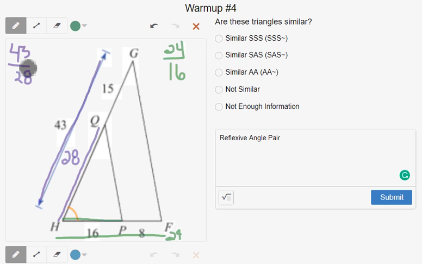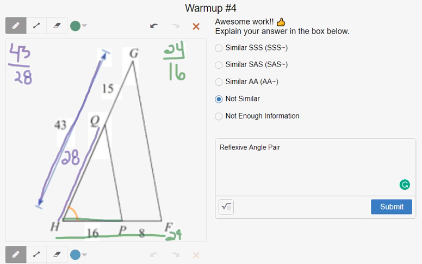Well, 43 and 28 don't have any greatest common factors, so we leave it as is. If you're using your calculator, that's approximately 1.535714286, and so on. 24 and 16 do have a greatest common factor of 8, and so that would simplify to 3/2 or 1.5. Because the ratios are not equivalent to each other, we cannot say the triangles are similar by side angle side. These would not be similar because the ratios are not equal.